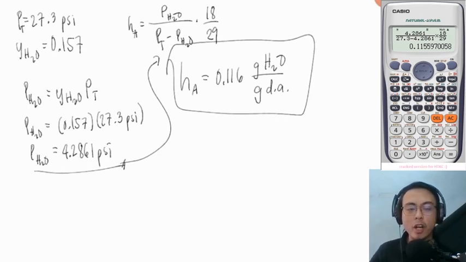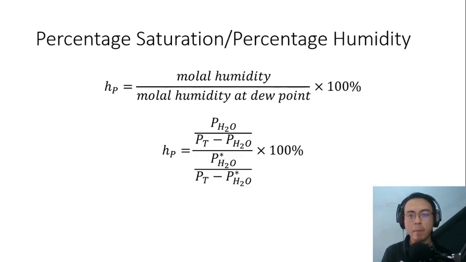Okay? We have gone by 3 concentration units. You have relative humidity, absolute humidity, molal humidity. Last one, the percentage saturation or percentage humidity. This might look complicated, but it's simply, on your numerator is your actual molal humidity, while in your denominator is your molal humidity at the dew point. So you can see that there's just a difference between the partial pressure and the vapor pressure. Okay? So that is the percentage humidity.